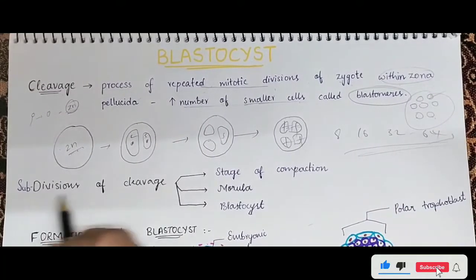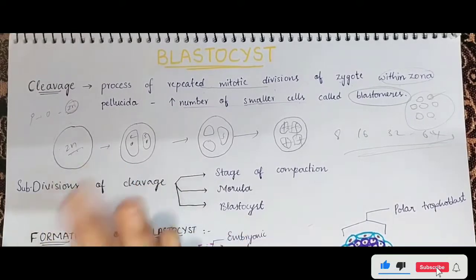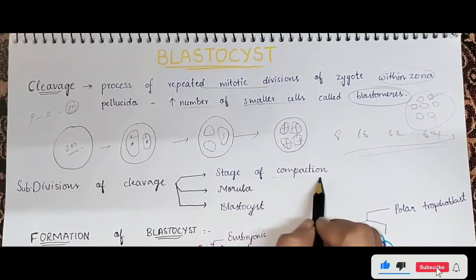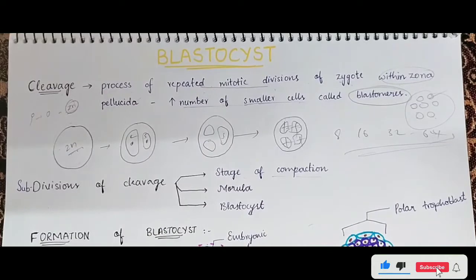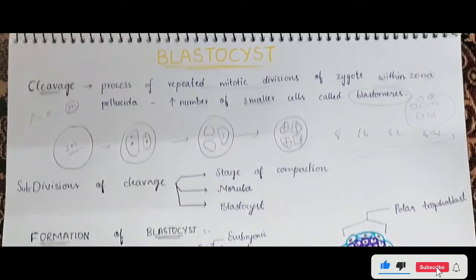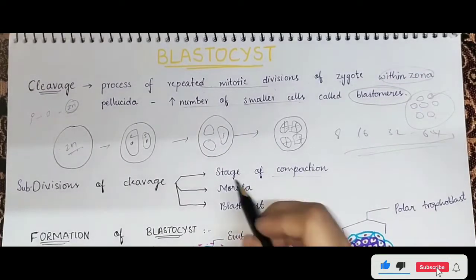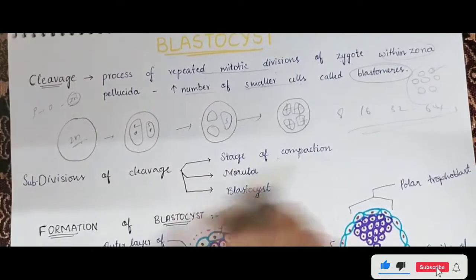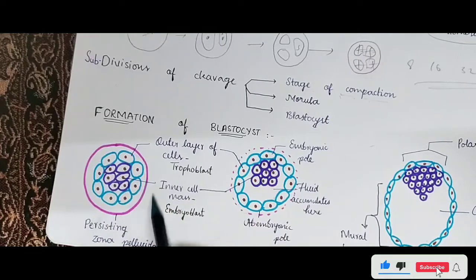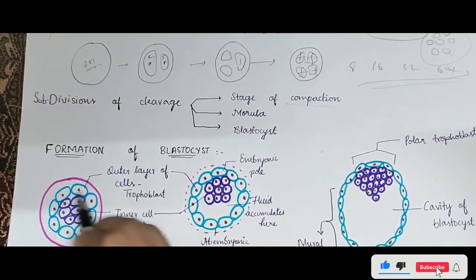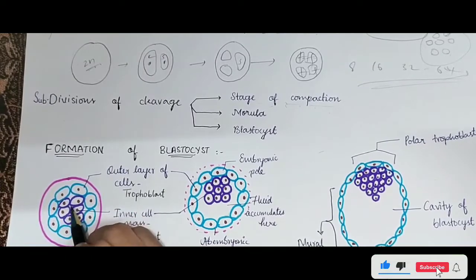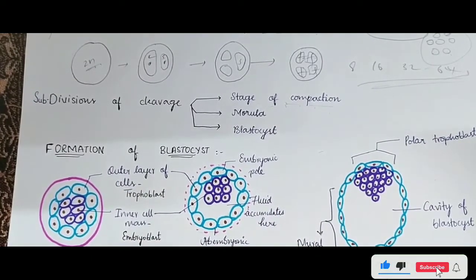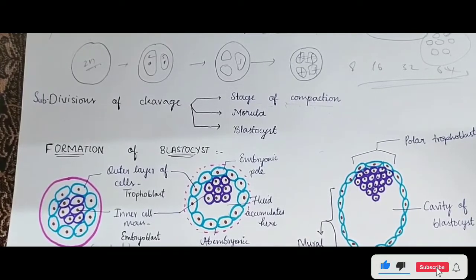What are the subdivisions of cleavage? Here we have three stages. The stage of compaction, the next is the morula, and the next is the blastocyst. The stage of compaction is that stage at which all the cells are arranged compactly to each other. All the cells are in maximum contact to each other, and this is the stage of compaction. Generally it occurs in an 8-cell stage.